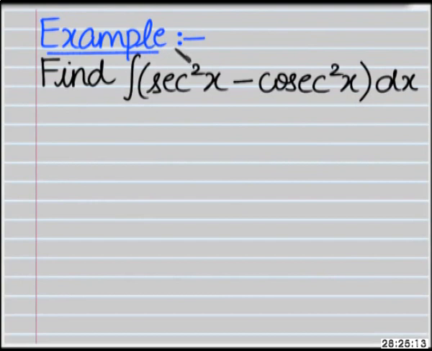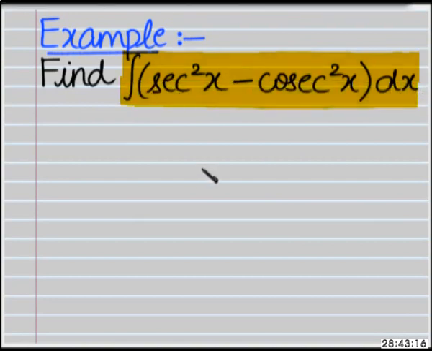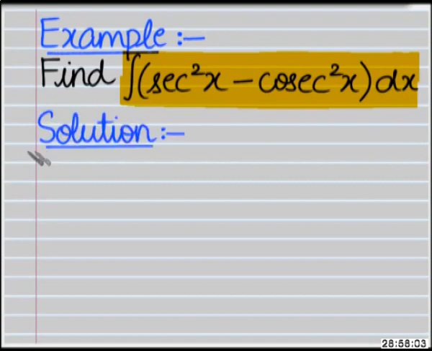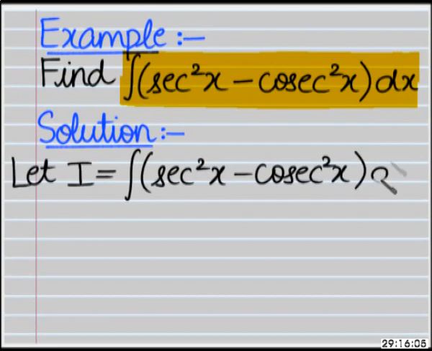Let us see an example. Find integral of secant square x minus cosecant square x with respect to x. Pause the video and try to solve it yourself. Now let us see its solution. Let I is equal to integral of secant square x minus cosecant square x with respect to x.